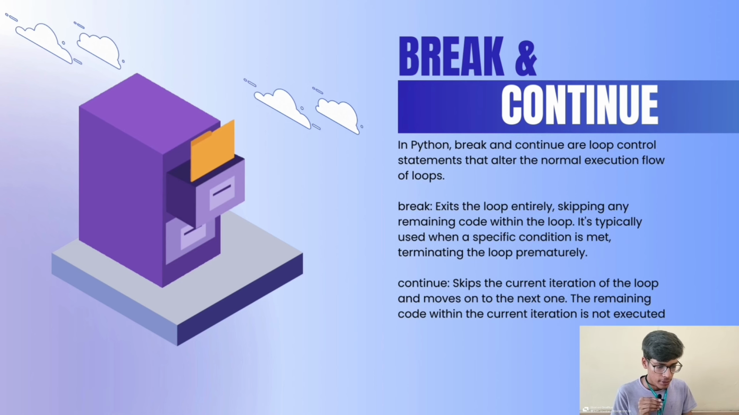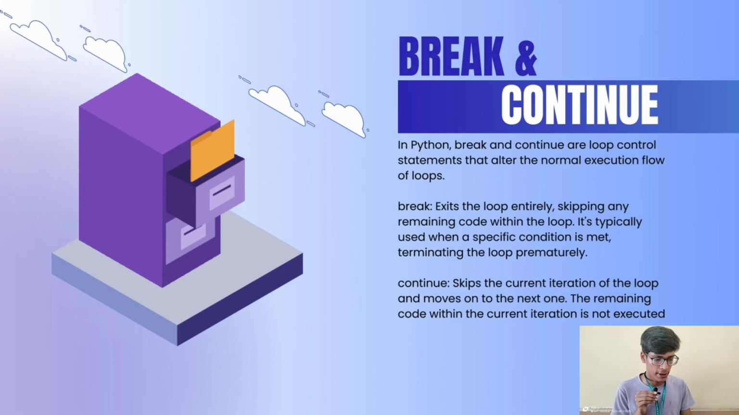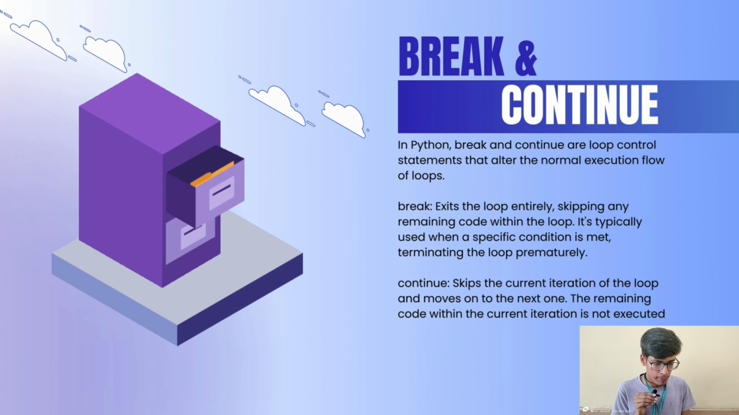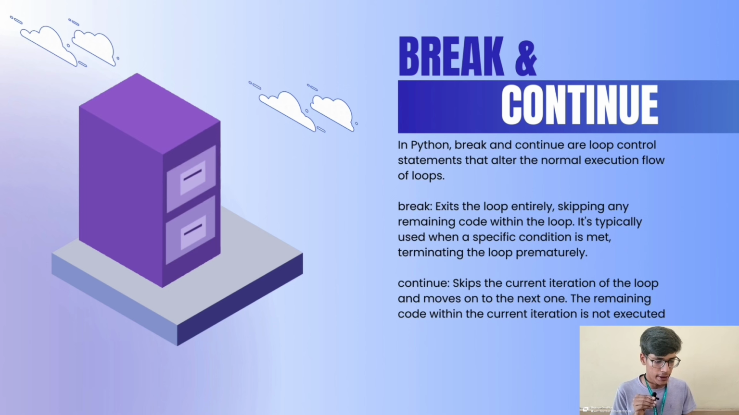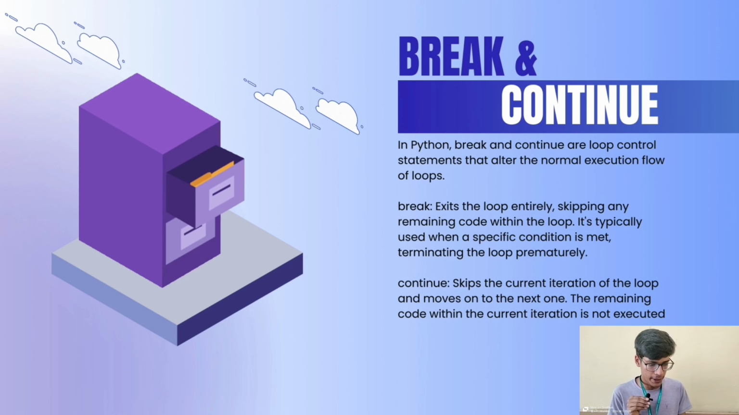First, break exits the loop entirely, skipping any remaining code within the loop. It is typically used when a specific condition is met, terminating the loop prematurely, which means when the specific condition is met, it exits from the loop entirely. So what break does is like a normal break.